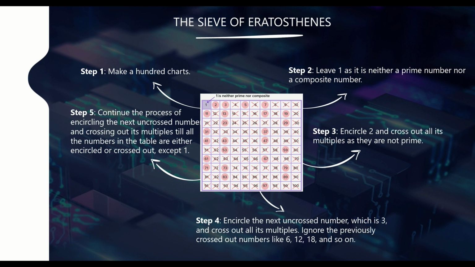Step 3. Encircle 2 and cross out all its multiples as they are not prime. Step 4. Encircle the next uncrossed number, which is 3, and cross out all its multiples. Ignore the previously crossed out numbers like 6, 12, 18, and so on. Step 5. Continue the process of encircling the next uncrossed number and crossing out its multiples till all the numbers in the table are either encircled or crossed out, except 1.